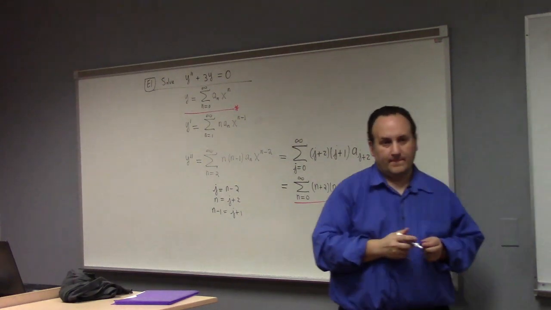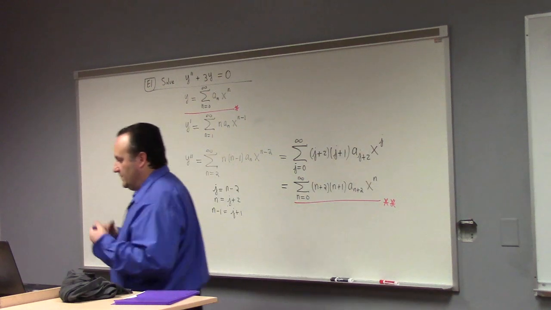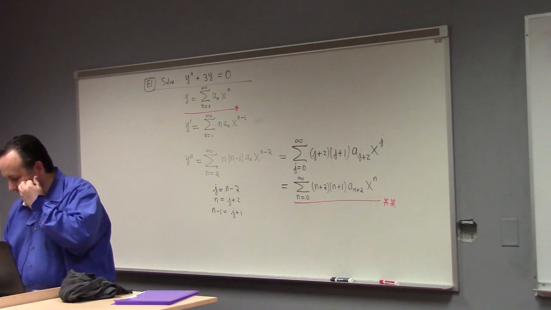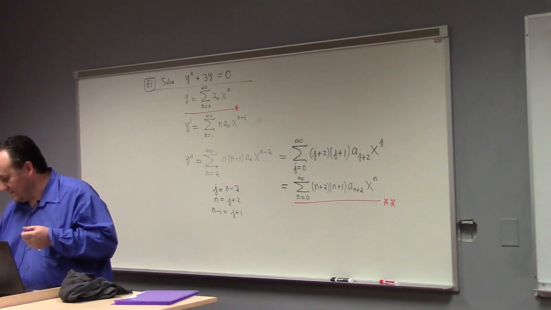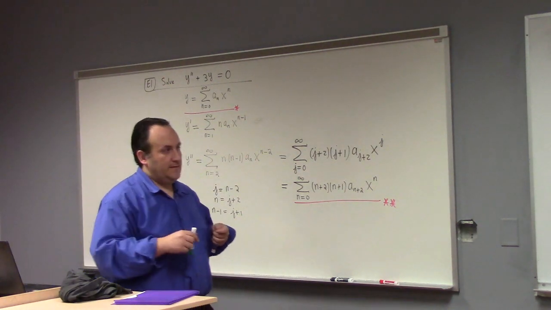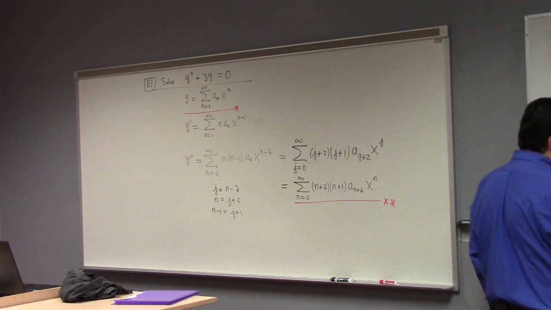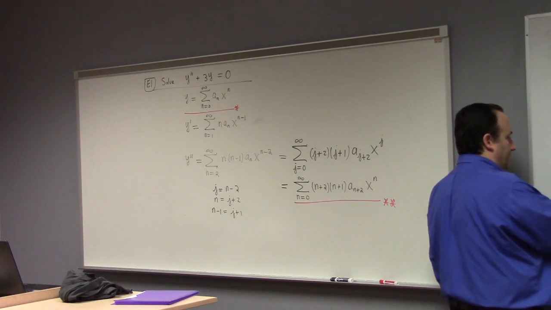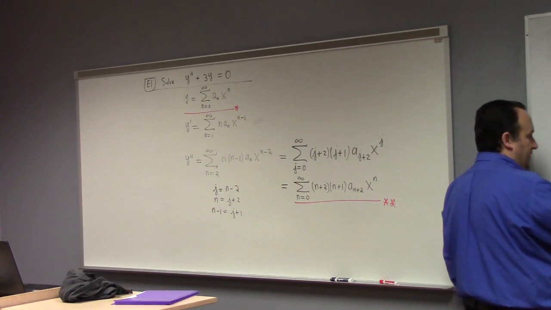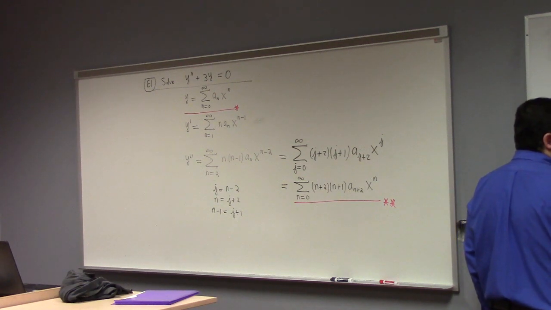How do you solve such? This is a recurrence relation, right? It's just one recurrence relation, which amounts to infinitely many equations that are nicely related to one another. So we just start. Let's look at n equals 0. What do I get? I get a sub 2 is equal to minus 3 a sub 0 over 2 times 1.